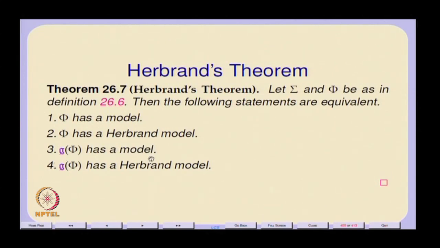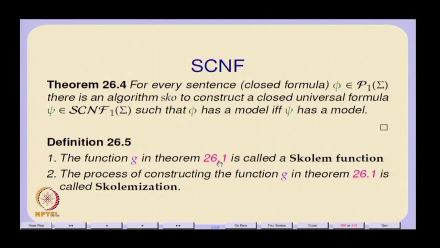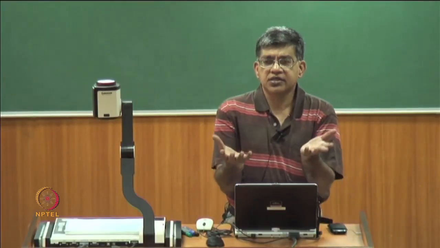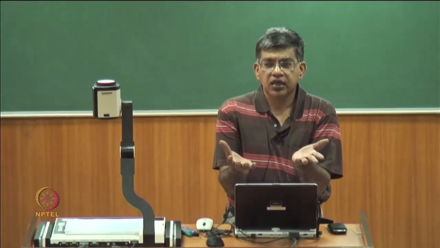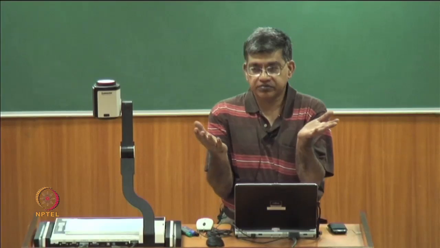The ground instances of phi have a model, and the ground instances of phi have a Herbrand model. Okay. The significance of considering only Skolem normal forms is that normally, in any first order theory that you are talking about, the axioms of the theory are essentially universally closed formulae in a Skolem normal form.